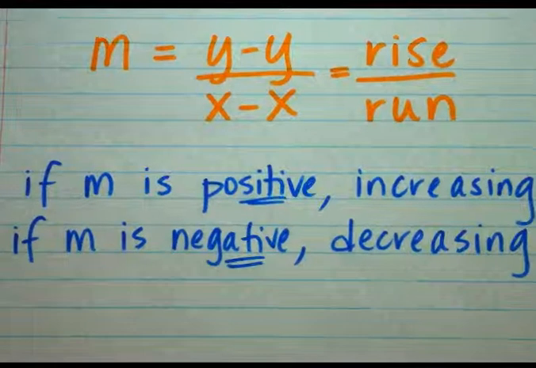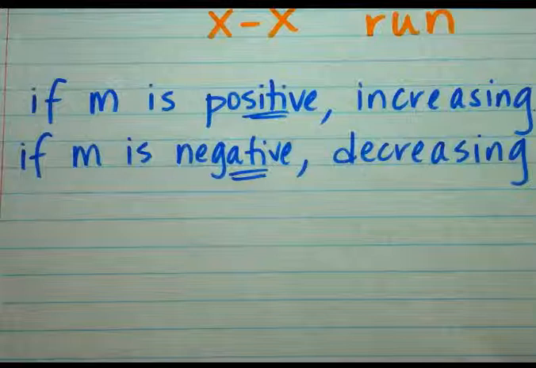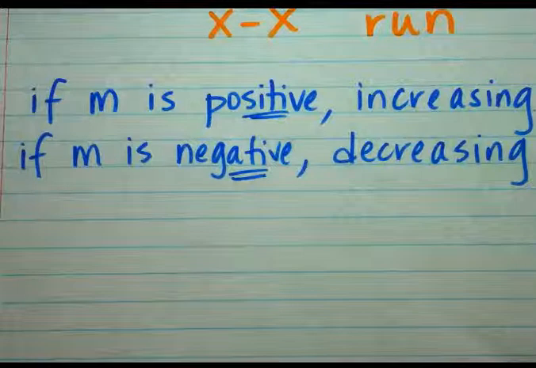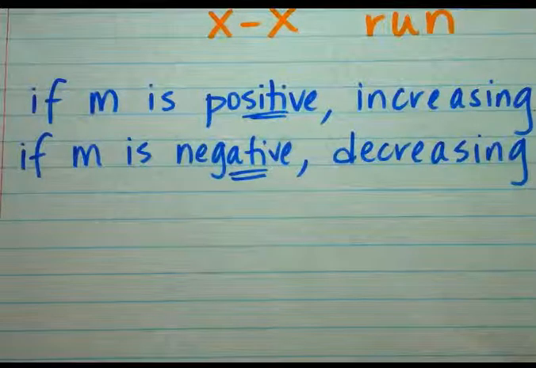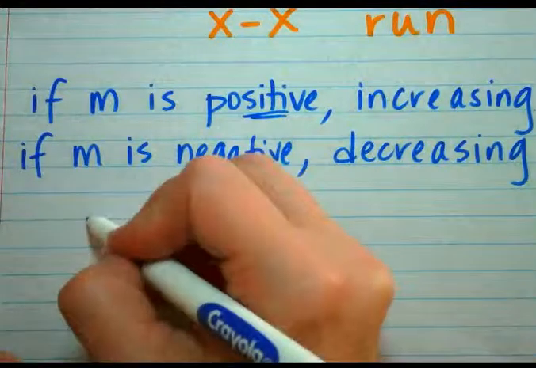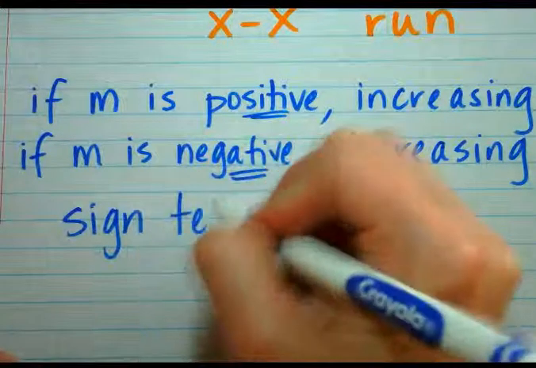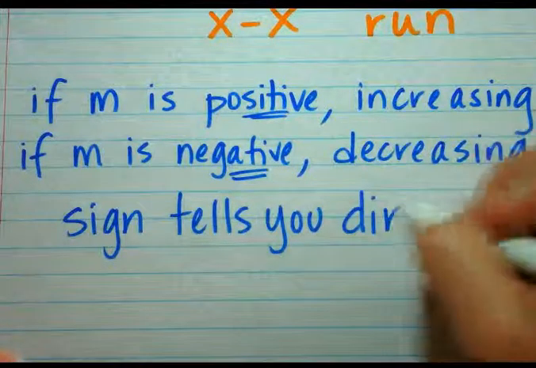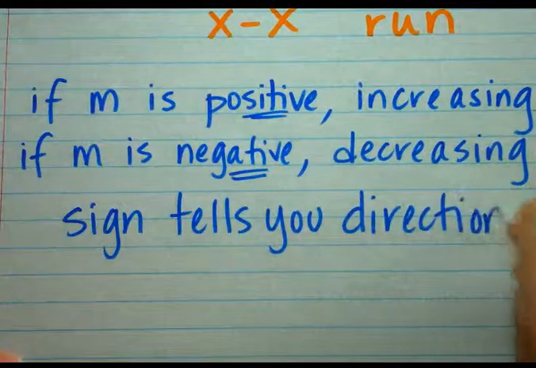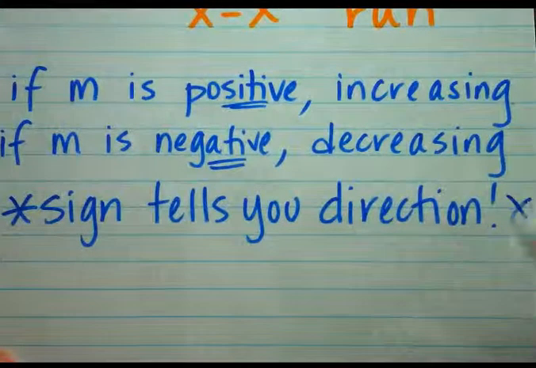Okay, so what I'm saying is that whether your slope is a positive number or a negative number, that's going to tell you the direction of the rate of change. So this will say the sign tells you direction, meaning up or down, increasing or decreasing. All right, so that's important.